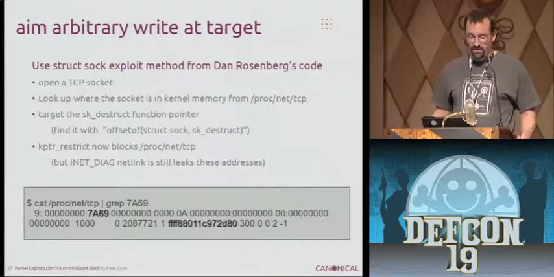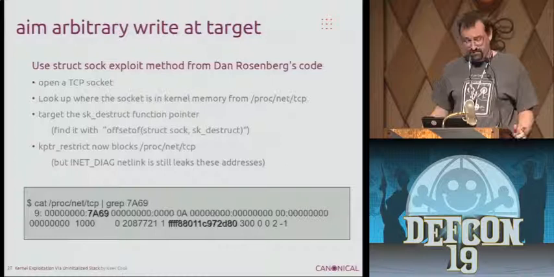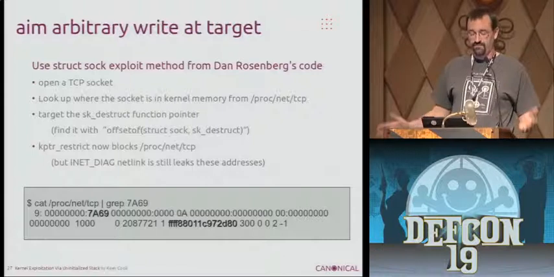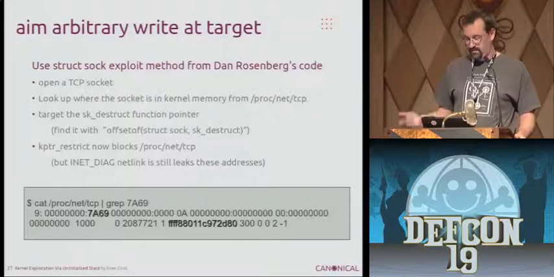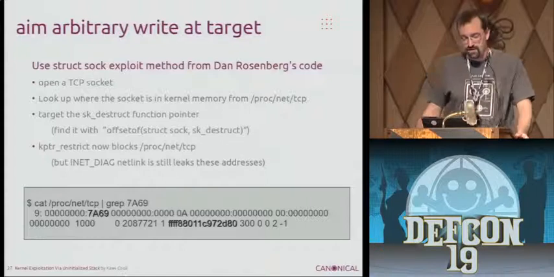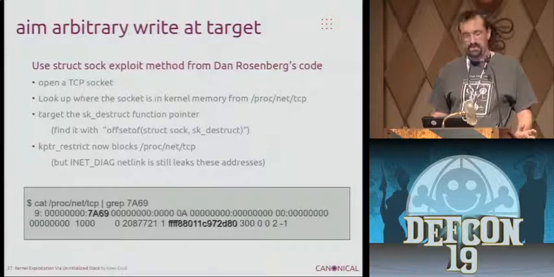I used the sock struct exploit from Dan Rosenberg's code recently, and you basically open up a socket and it shows up in procnet TCP. In bold is the port that I'm listening on in hex, and the other bold value is the actual kernel location of the socket that you need to target. So you just ask the kernel nicely for what you want to overflow, or overwrite rather. In modern versions of the kernel, kptr_restrict now blocks procnet TCP, but you can still get the same information out of a netlink thing that is still open. So you just have to modify your code a little bit.